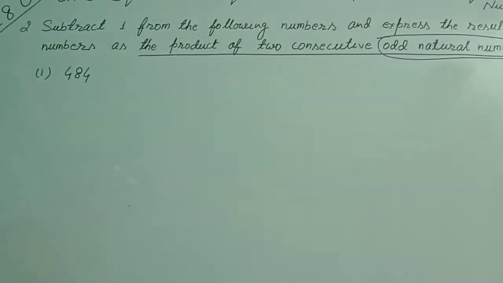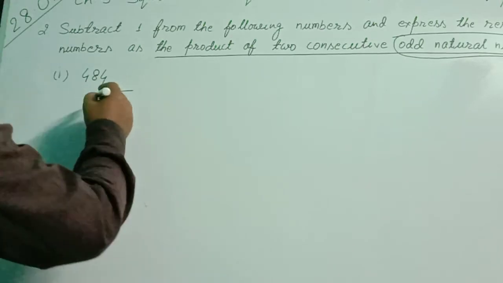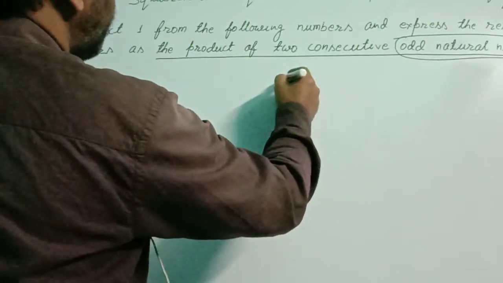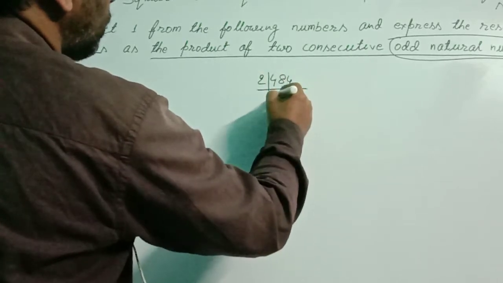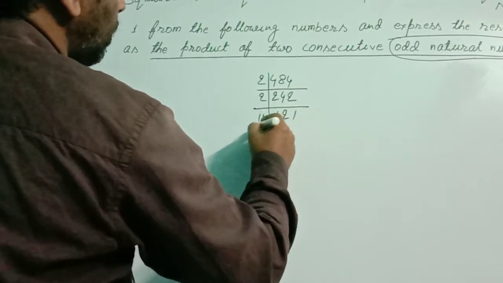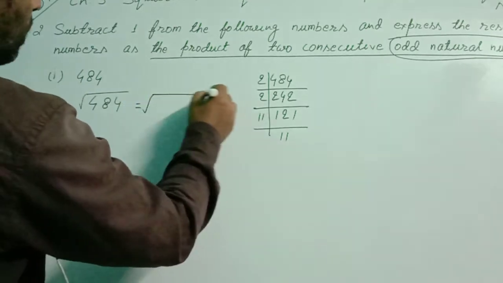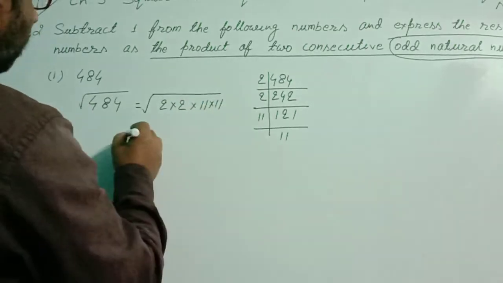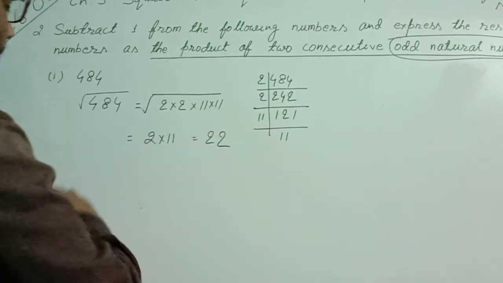So the first number is 484. We find the square root of 484. For that we can go through prime factorization. 484 will be divided by 2. 2 2s are 4, 2 4s are 8, 2 2s are 4. 2 1s are 2, 2 2s are 4, 2 1s are 2. 11 11s are 121. So we can write the square root of 2 into 2 into 11 into 11, and this became 2 into 11 equal to 22.